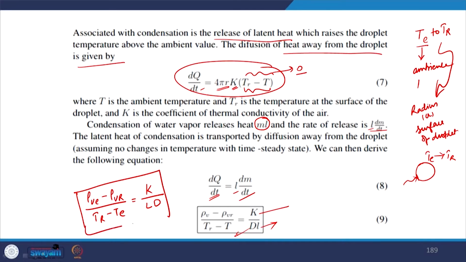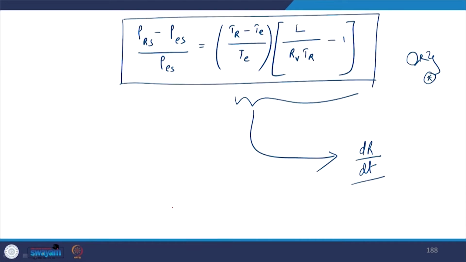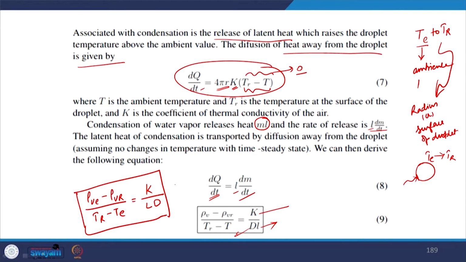So, this is one equation we are going to supplement with our earlier equation. So, let us say this is equation number 1 from here. So, we call this as equation 2.